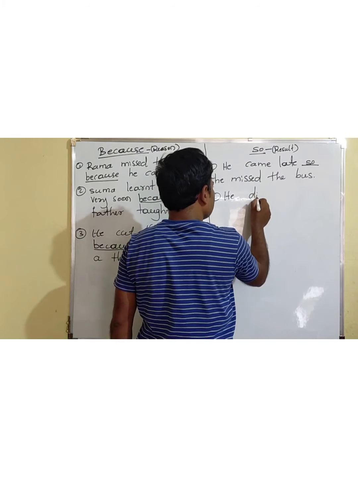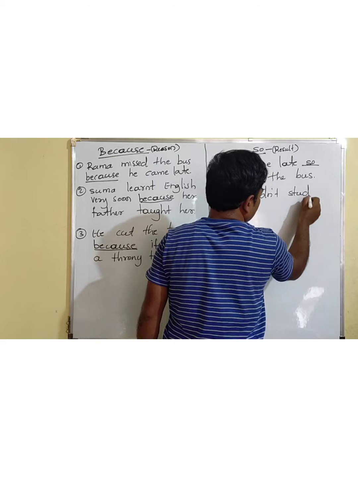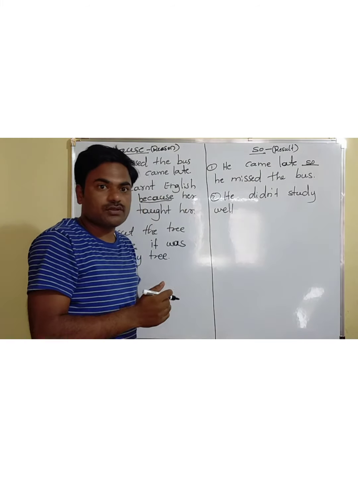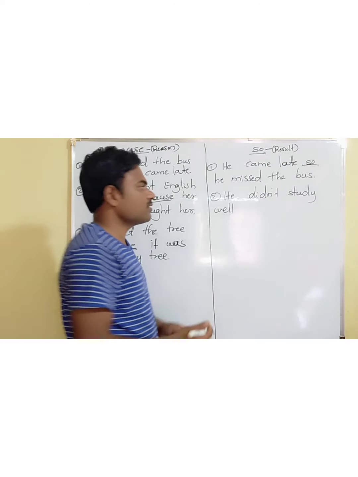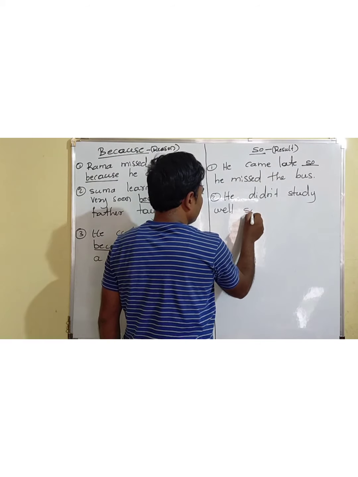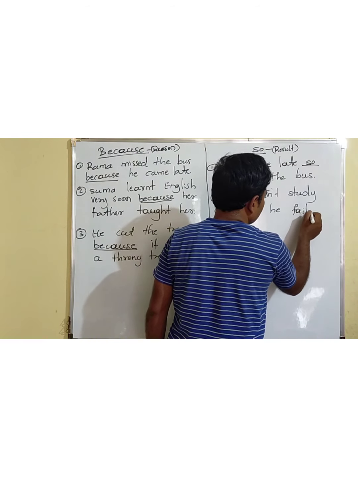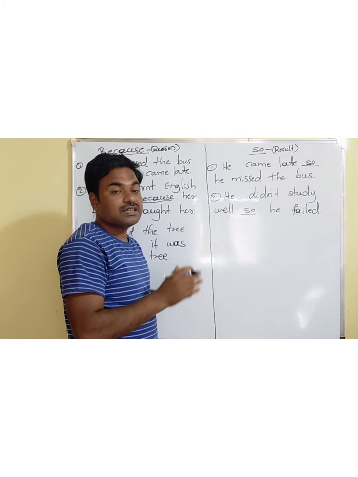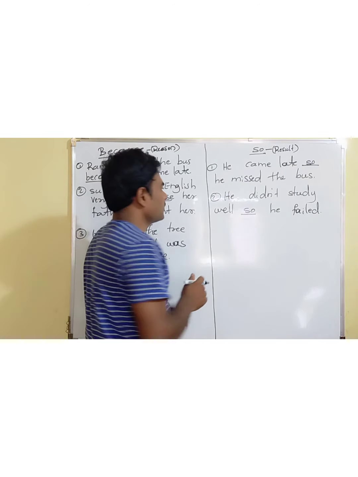He didn't study well. What happened after? What's the result of this action? He didn't study well. What's the result of this? So he failed. This is the result of an action. This is the result of he didn't study well. Another example.